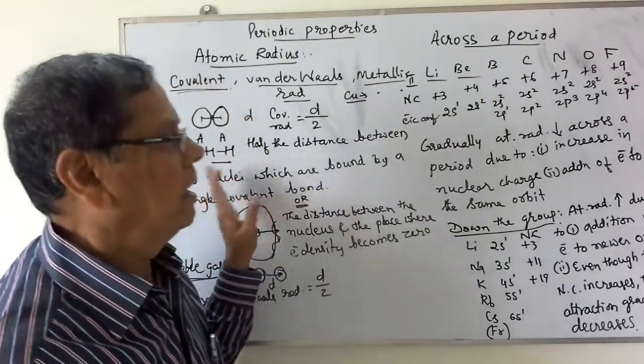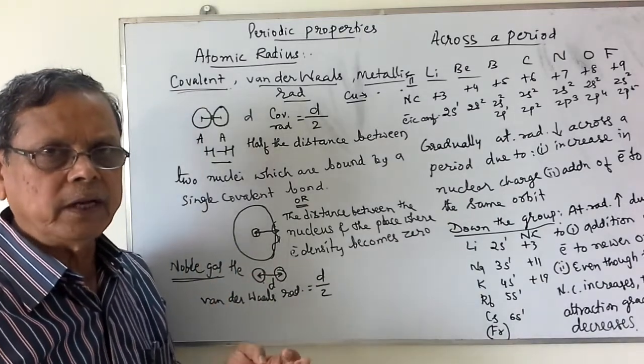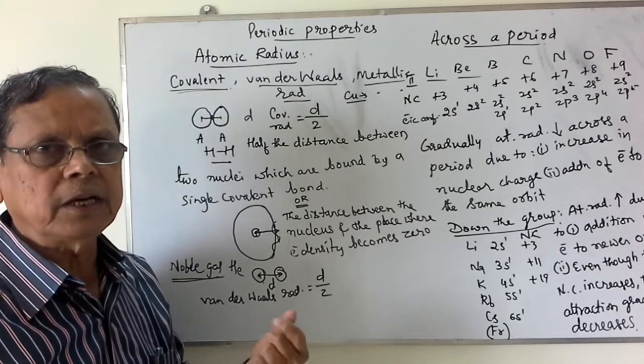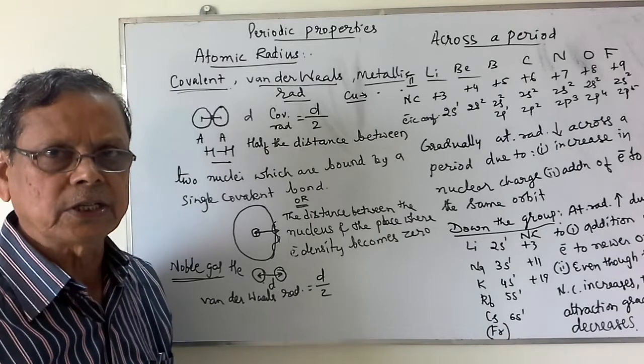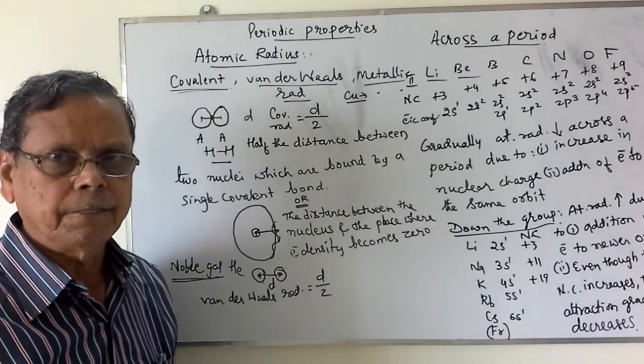Regarding the ionic radii, there are two types of ionic radii. One is cationic radius and another anionic radius. Along with that, we consider isoelectronic species, and how the variation in the radius takes place when we consider isoelectronic species in the next video. Thank you.